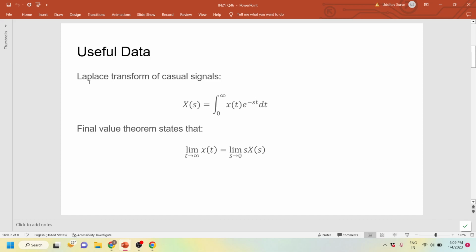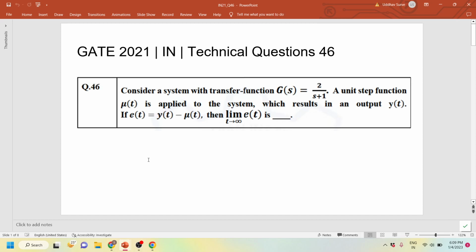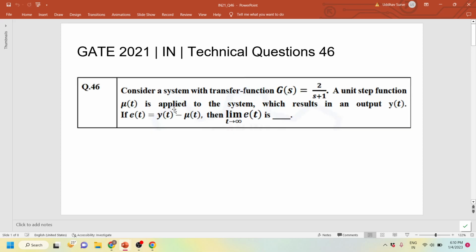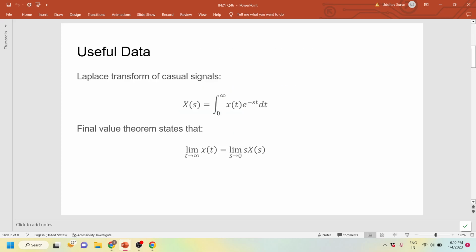So first, some useful information: Laplace transform of causal signals. What are causal signals? Signals which do not have any past data correlated to them, or more specifically, which do not exist before time equal to 0. So the step input u of t falls under a causal signal. Usually in the definition of Laplace transform, minus infinity is there, but as our signal is u of t, we'll just take it from 0 to infinity, and this is the definition of Laplace transform.